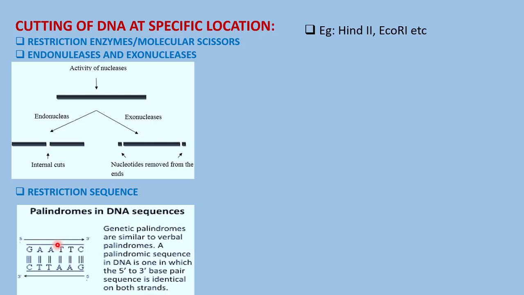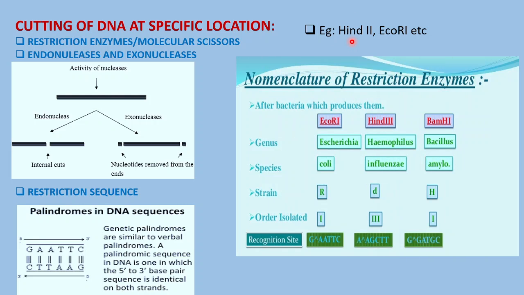So let us see further. Examples of restriction enzymes are HindIII and EcoRI. These are names of restriction enzymes. Now, how palindromic sequences and the restriction enzyme get attached, we will see that. But before that, we have to learn a little more about restriction enzymes. These two are examples. Now, how are they named? What is the principle behind their naming? Let us see the nomenclature of restriction enzymes.